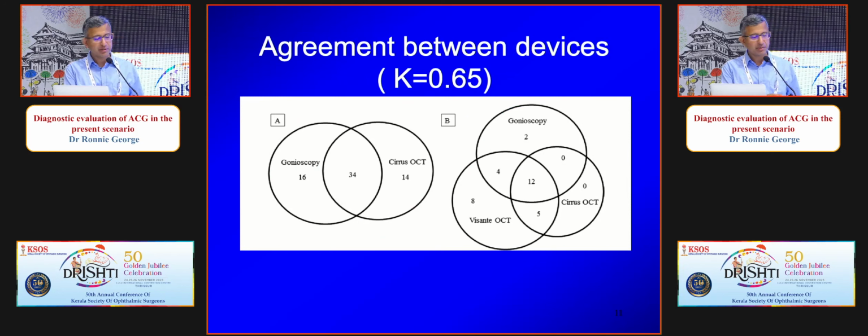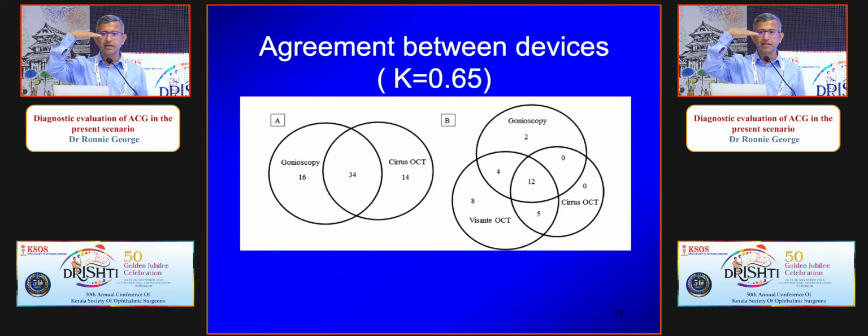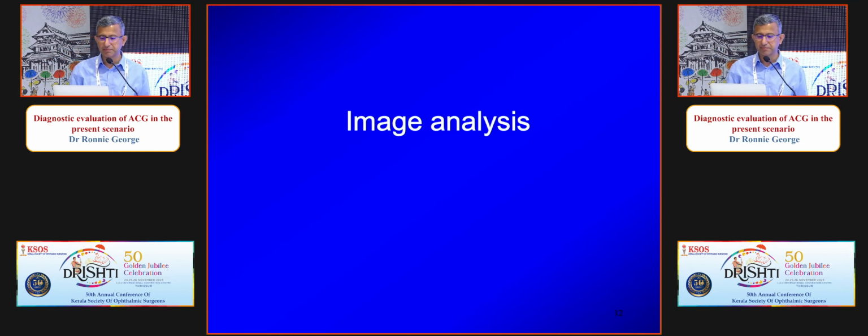What about agreement between the tests? If you look at the agreement between gonioscopy and OCT, we already spoke about it. But if you look at the agreement between Visante and Cirrus, you still don't get complete agreement. That's because these are all based on individual slices that you're taking. Angle closure based on a single slice, if you have a little iris bump there, might look narrow in one angle, but might look open in another slice. That is the reason for this difference.